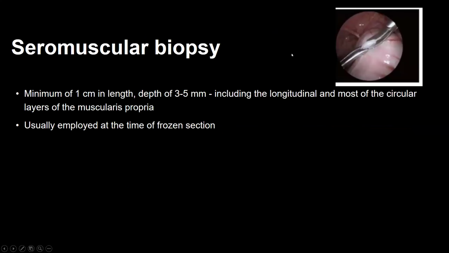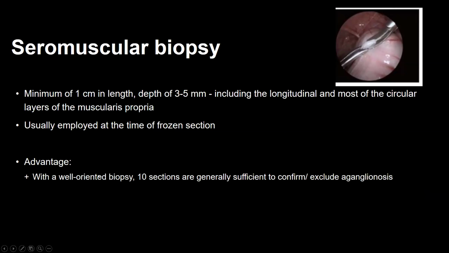Next up is the seromuscular biopsy. And you can see that here is the surgeon endoscopically doing that seromuscular biopsy. It's a minimum of 1 centimeter in length and a depth of 3 to 5 millimeters and should include the longitudinal and most of the circular layers of the muscularis propria. Remember, this is usually being done in a neonate, so it's not a huge specimen. It's very, very tiny and usually employed at the time of frozen section.